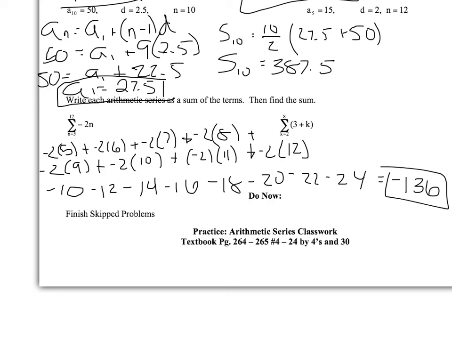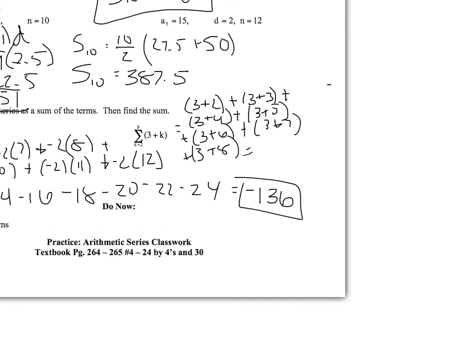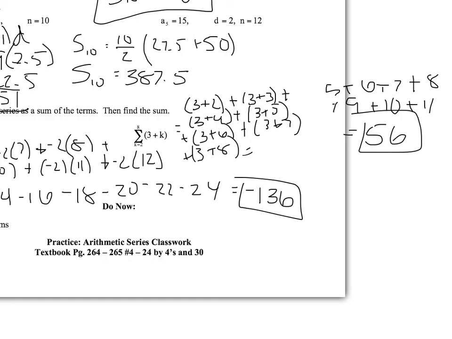Same idea over here. You're going to plug in the numbers 2 through 8 in for k. So it's going to be 3 plus 2, plus 3 plus 3, plus 3 plus 4, plus 3 plus 5, plus 3 plus 6, plus 3 plus 7, plus 3 plus 8. The sequence will therefore be 5 plus 6 plus 7 plus 8 plus 9 plus 10 plus 11. And when you add that up, you get 56. And then that's it. So you guys can do the problems that I did skip at this point.